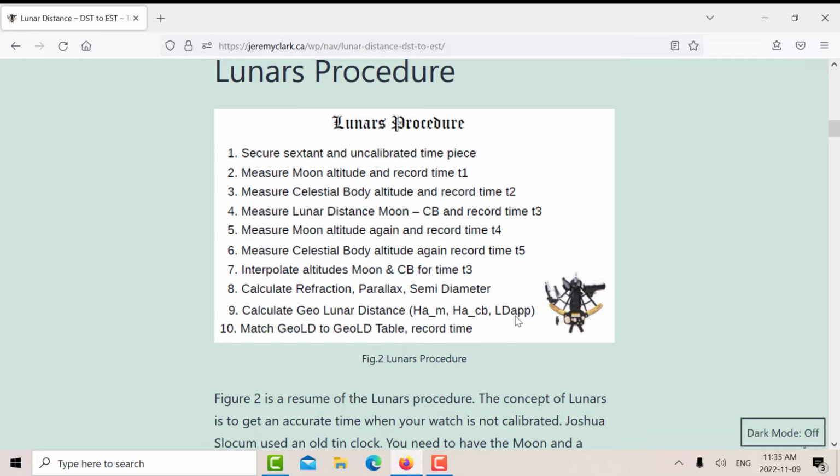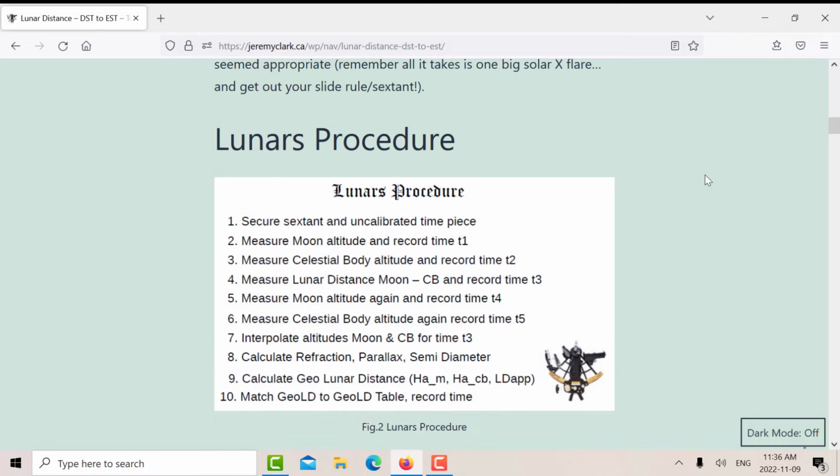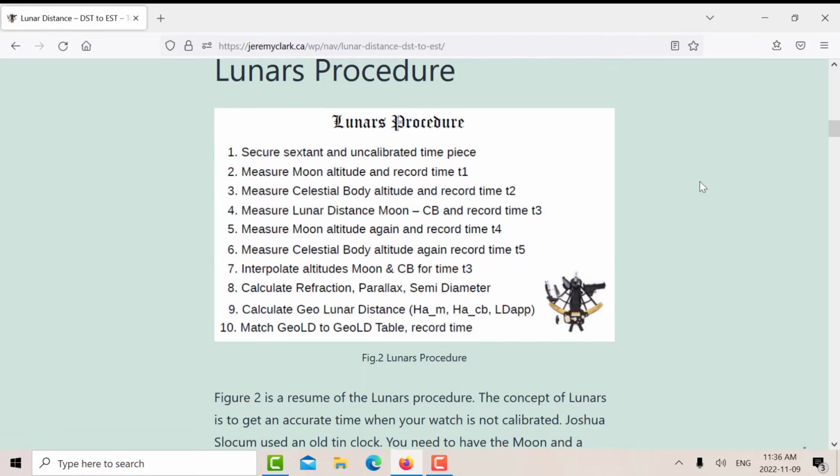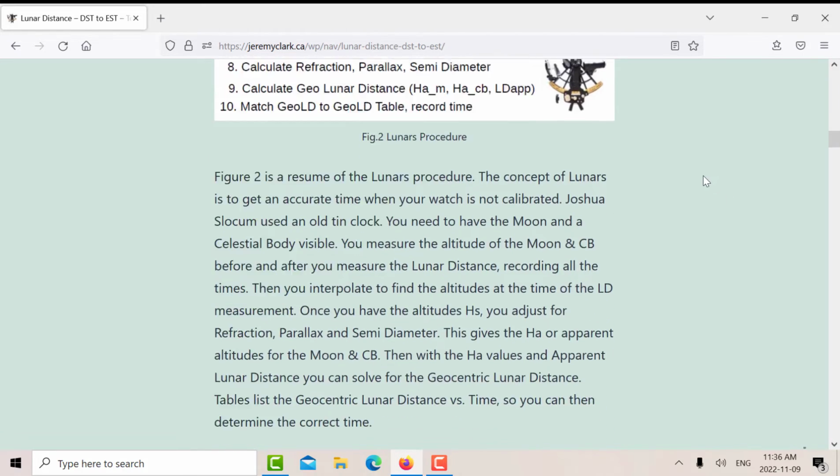You've got your apparent lunar distance, okay, and then you can use the spherical triangle shown with the observer's zenith, and you can use that to calculate your geocentric lunar distance. And then what you do is you take your geocentric lunar distance and you go into a table of lunar distances and you can figure out your time. So if your clock was off by quite a bit, you can match what your geocentric lunar distance was from the table and get a better time and reset your watch. So that's the whole idea behind lunars.